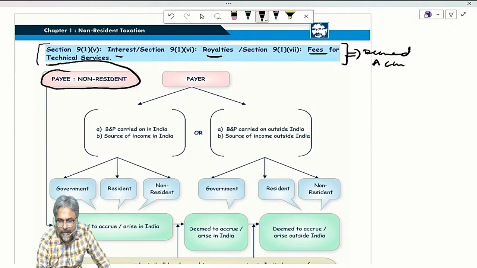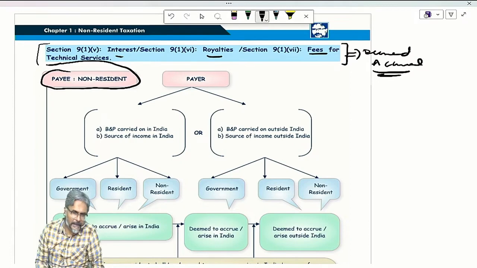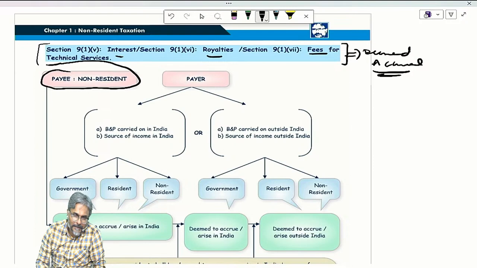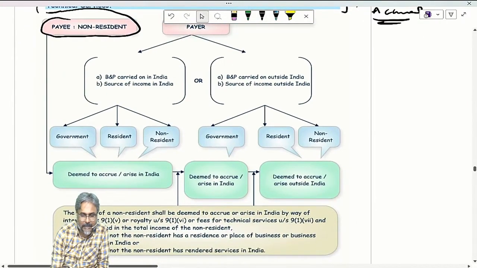Deemed accrual is what we are seeing right now. So the deemed accrual of these incomes in the hands of the non-resident payee or non-resident recipient will depend upon what? Who is the payer of the amount? On that basis we will take the discussion further. Therefore, who is the payer? Government. Let's first target only the government.